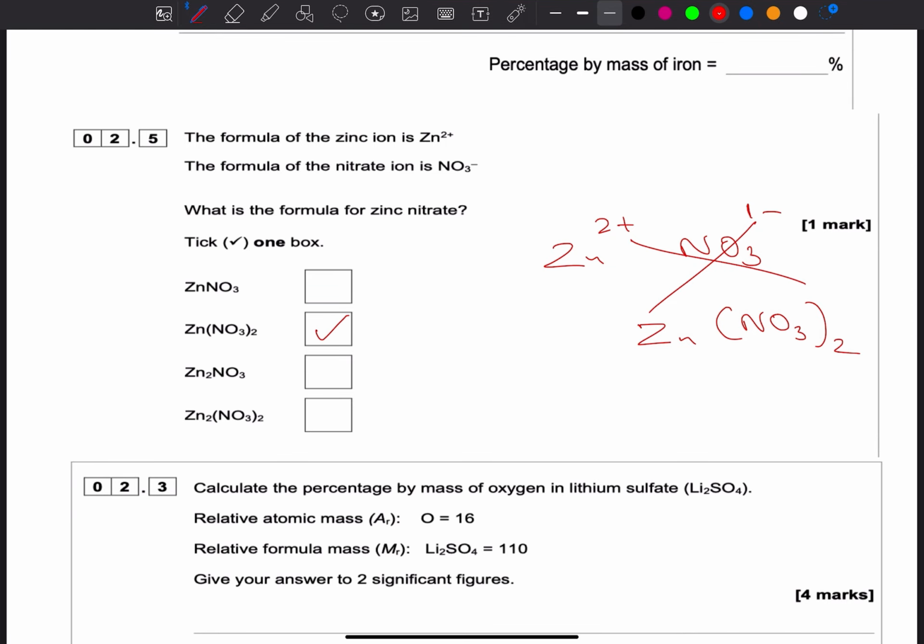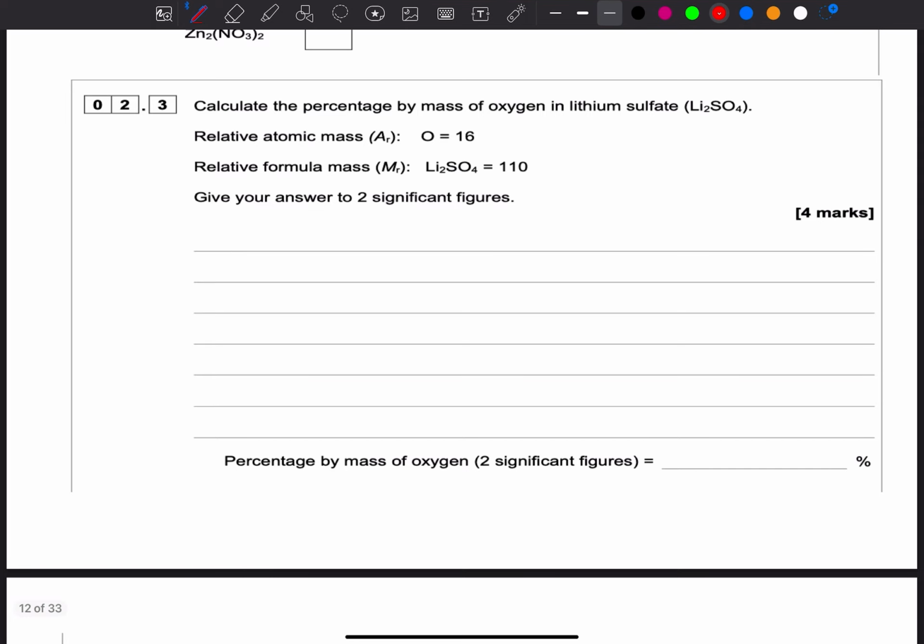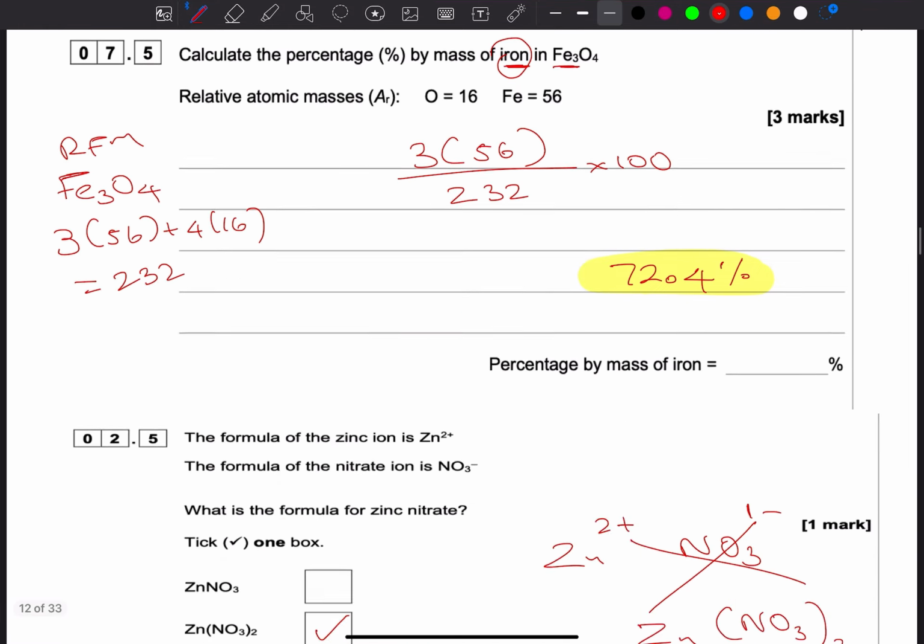Now, the mass of oxygen in there. How many oxygens are there? There are 4 oxygen. Could you see? 4 times oxygen is 16 over. They already worked out the relative formula mass for you, so you do not have to bother. 110, times it by 100, which gives you 58.18. To 2 significant figures, 58%. Okay? Did I do significant figures right? Yeah, cool. Seems fine.